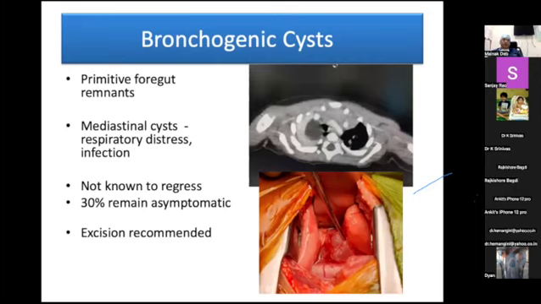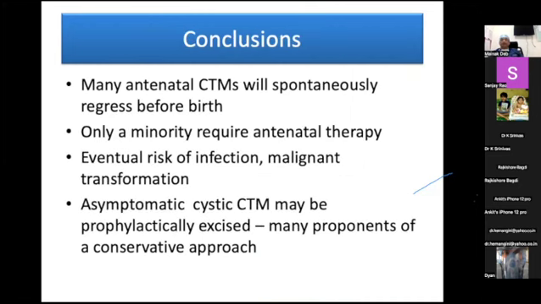The other common lesion that we see in the thorax or associated with the lung is bronchogenic cysts. These are usually primitive foregut remnants. They can be either mediastinal or intrapulmonary. Many of them present with respiratory distress, infection, esophageal compression, or airway compression. None of them have been known to regress. A large number of them are symptomatic, and excision is recommended in all of them, elective or emergency, depending on the clinical situation.